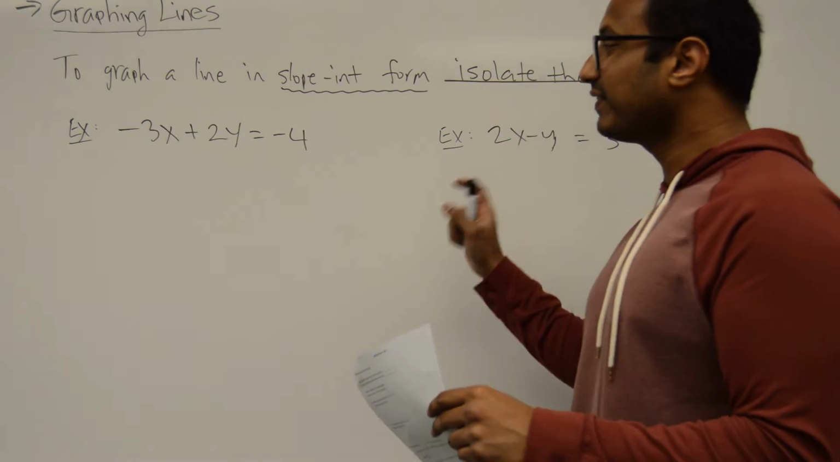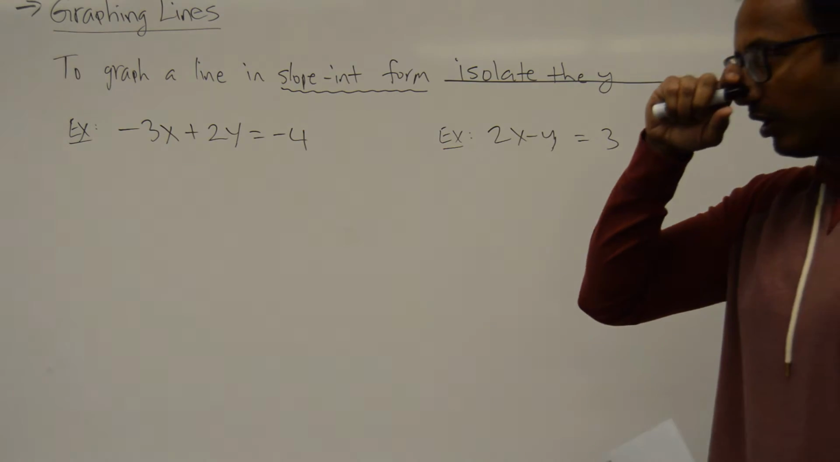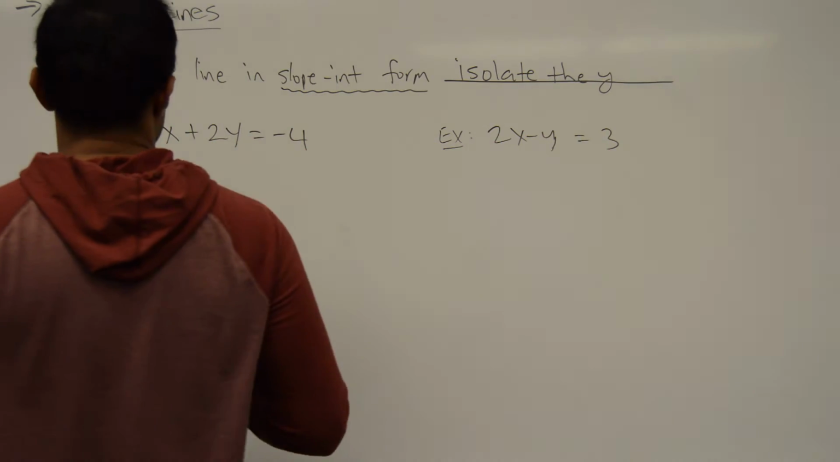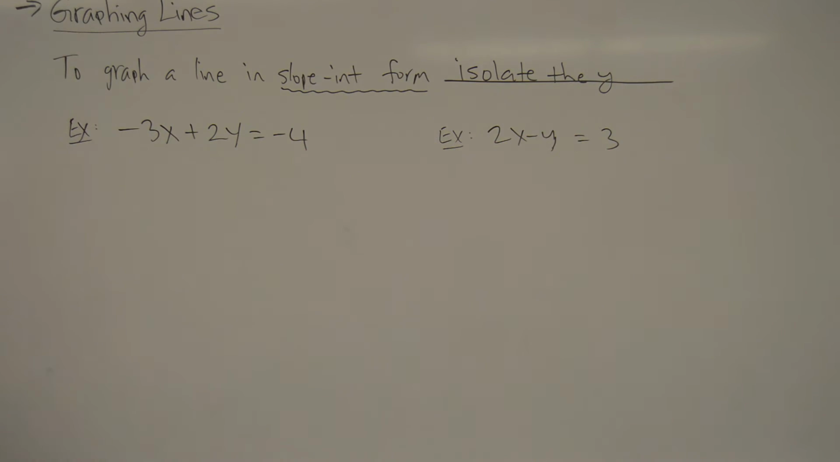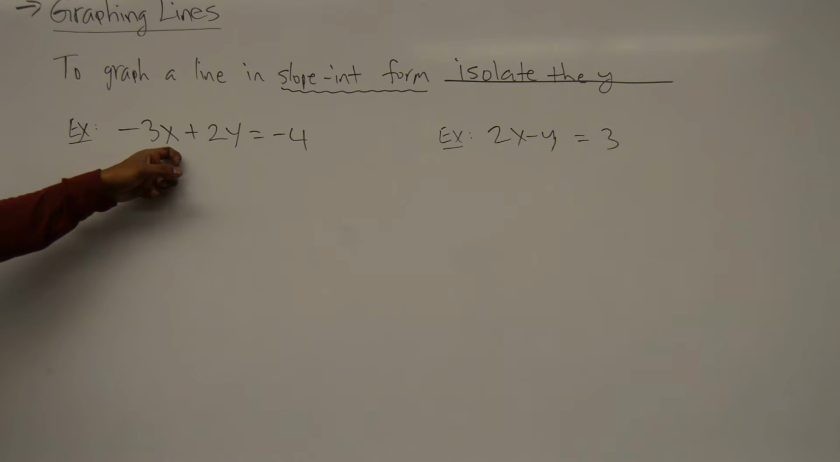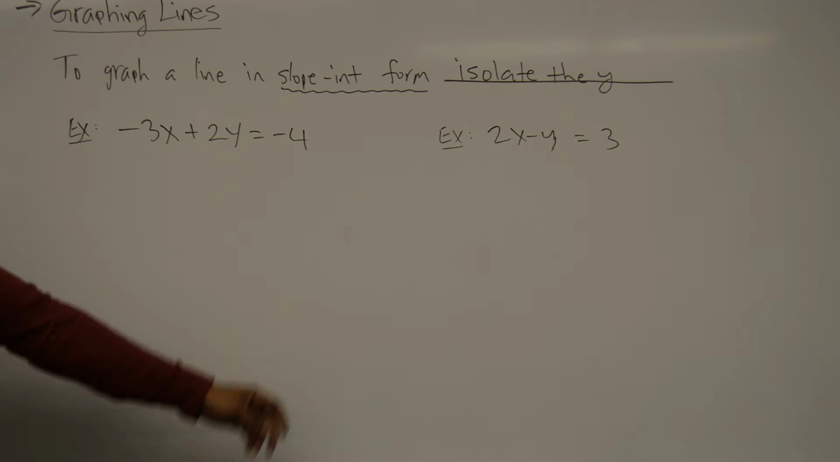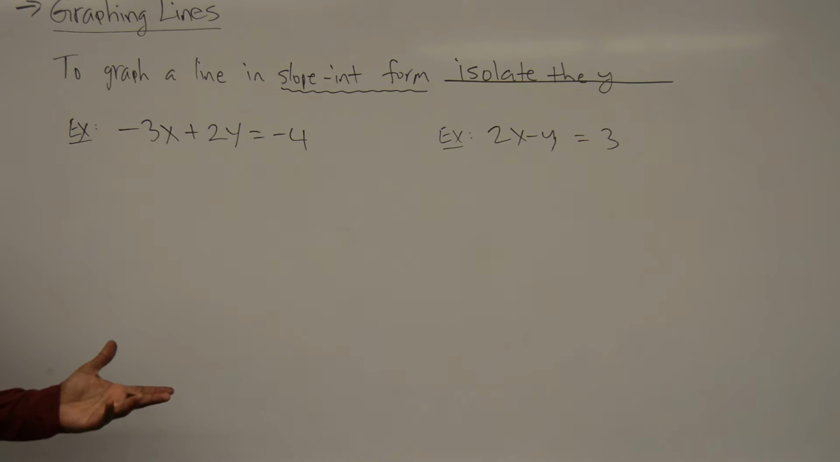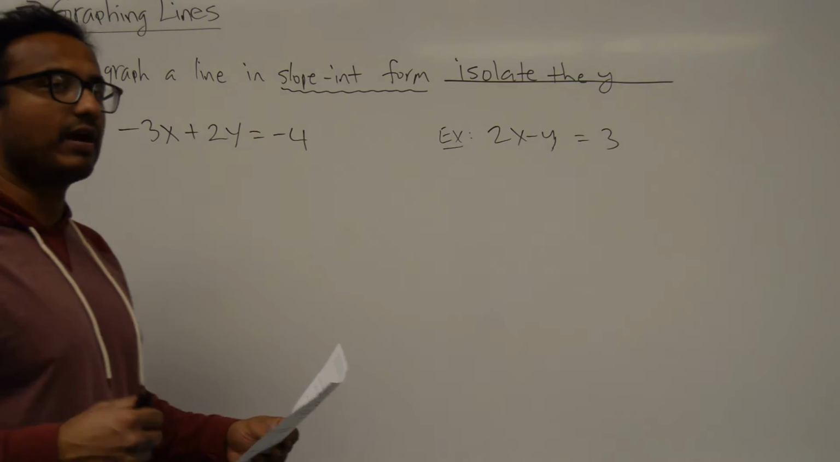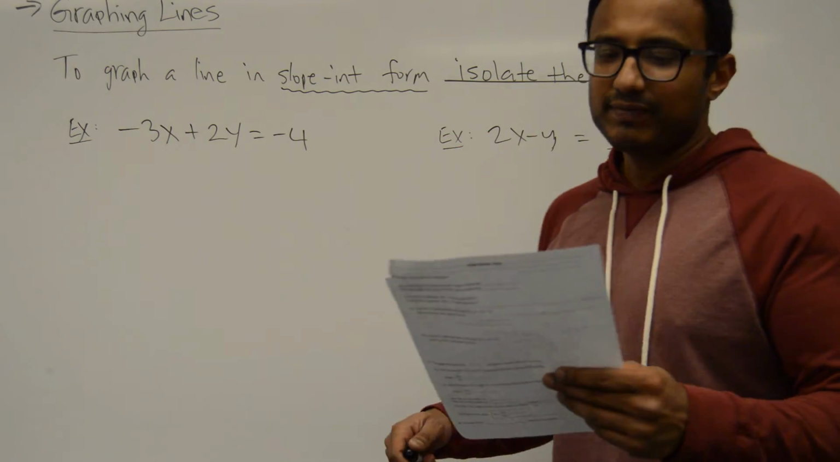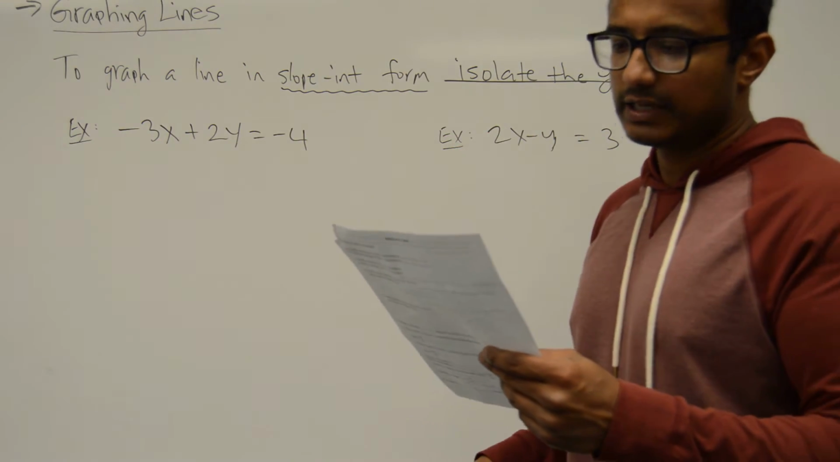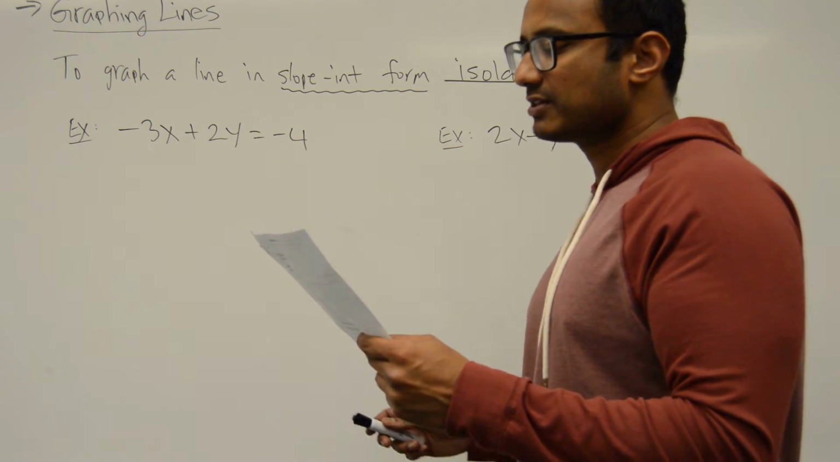Now notice this is different than what we did before. Before we said graph by the x and y intercepts. But the reason that doesn't always work is if you try to find the x-intercept and you set the y equal to 0, you're going to get a fraction. Okay? And so sometimes that makes things a little bit more complicated. This is a better way of graphing lines. So to graph a line using slope-intercept form, step 1, we solve for y.